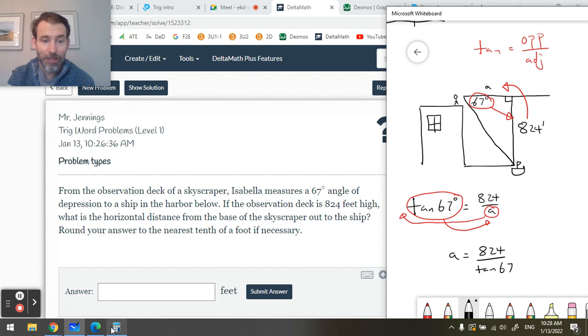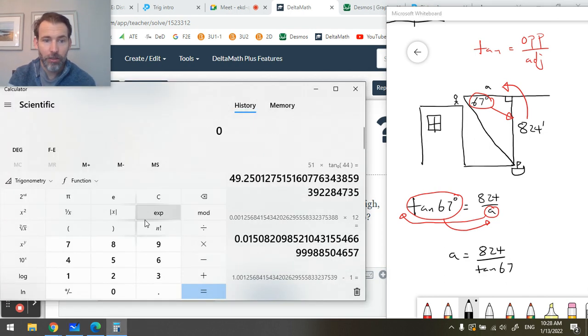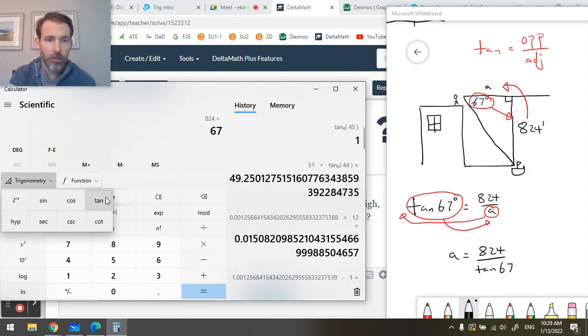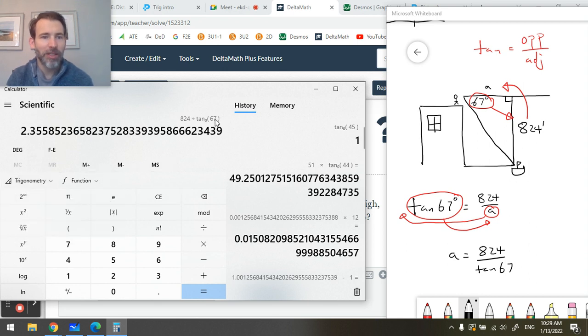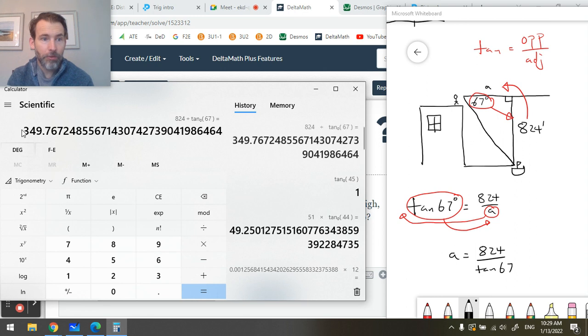Okay, let's take a look at it. Clear. 824 divided by tangent 67. I don't know why it doesn't allow me to just type it that way. Anyway, this is the value of tangent for 67 degrees, meaning this side is going to be about 2.35585 times as long as that side. So when I divide this by this, I will get 349.767.